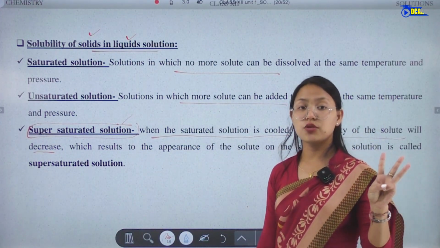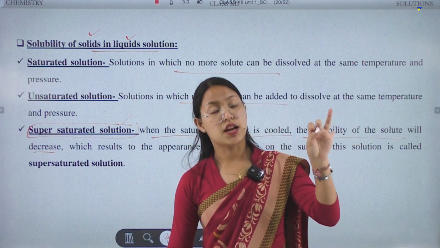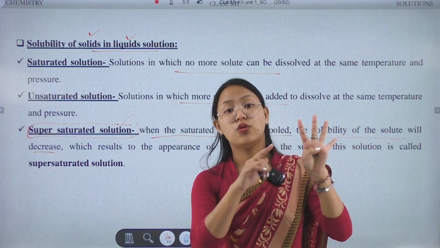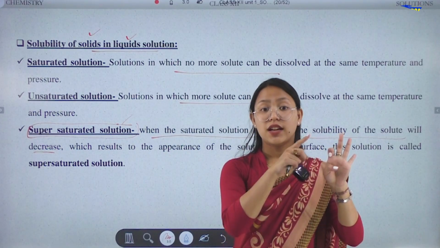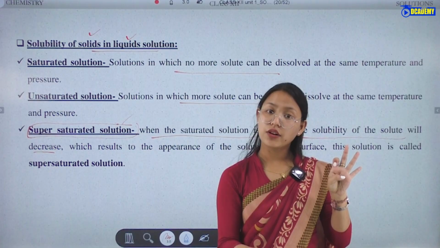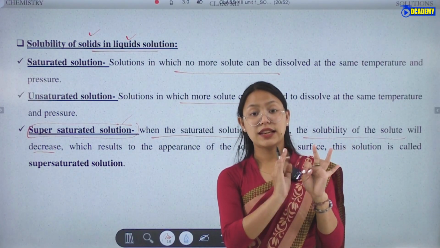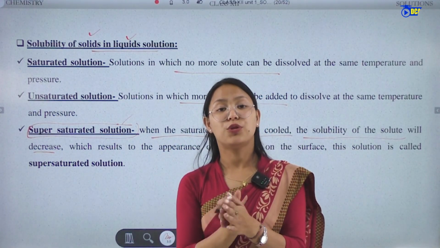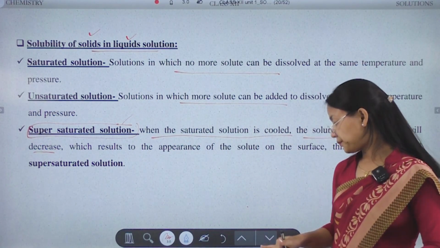So there are three types of solution, that is saturated, unsaturated and super saturated solution. Unsaturated is the condition where more solid can be added, and saturated is the condition where no more solid can be added. Super saturated is when after dissolving, the solution is cooled down completely, and that stage is called a super saturated solution.